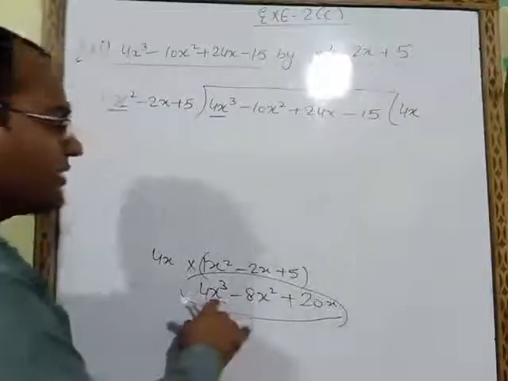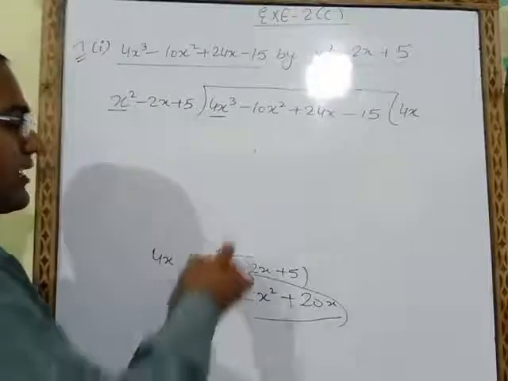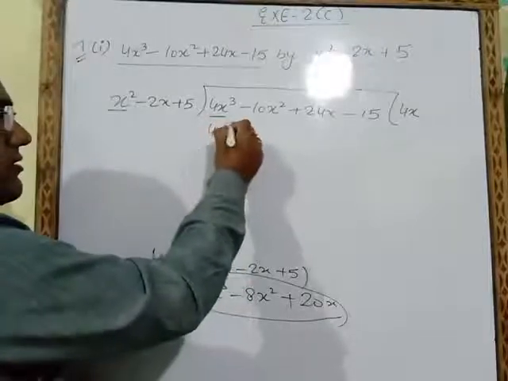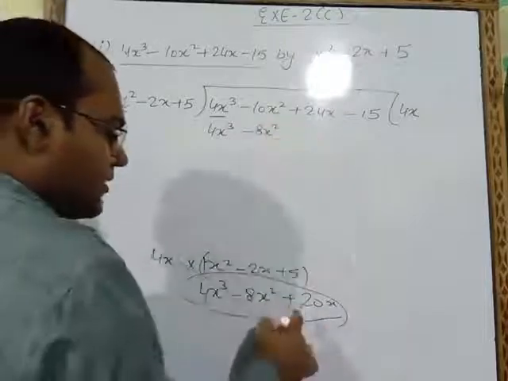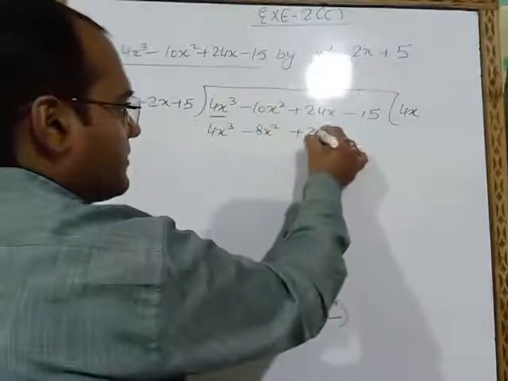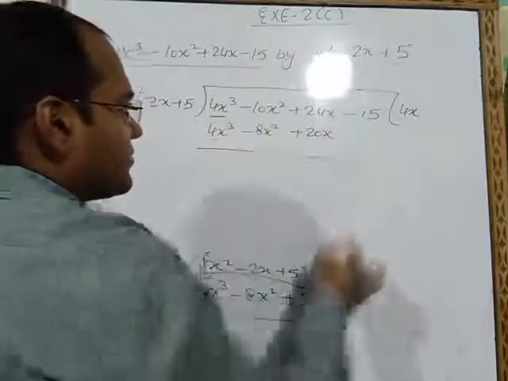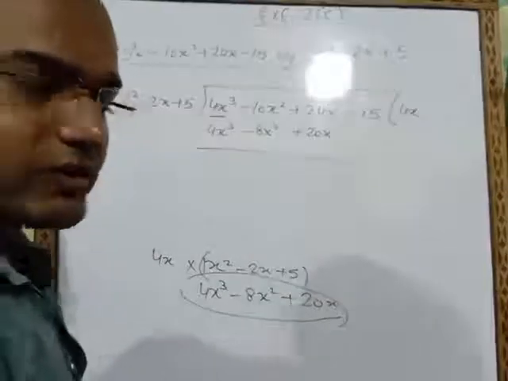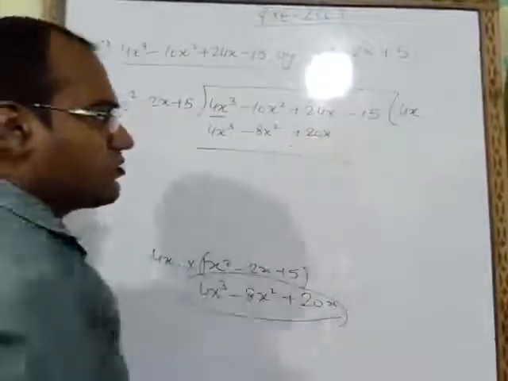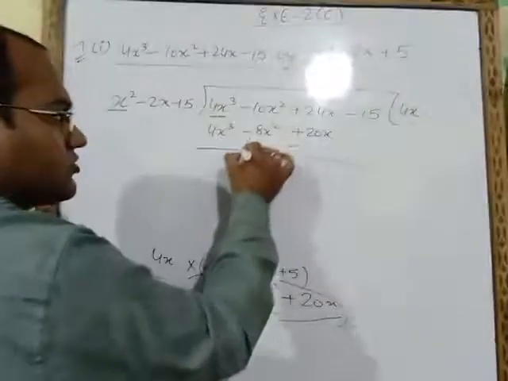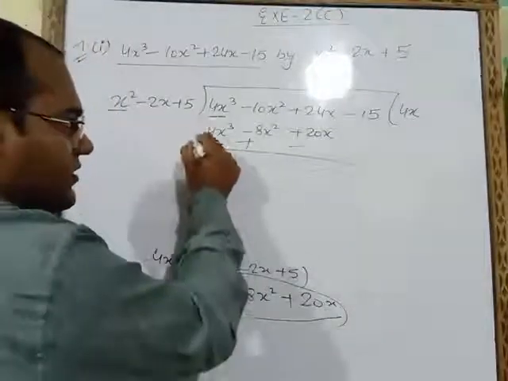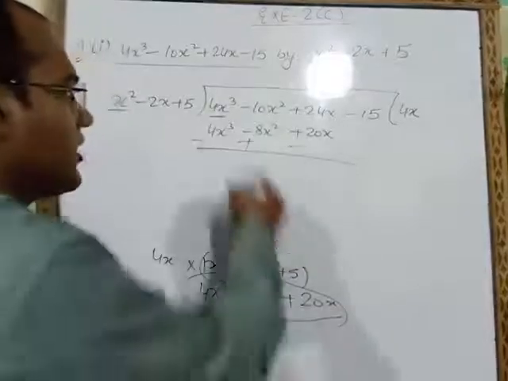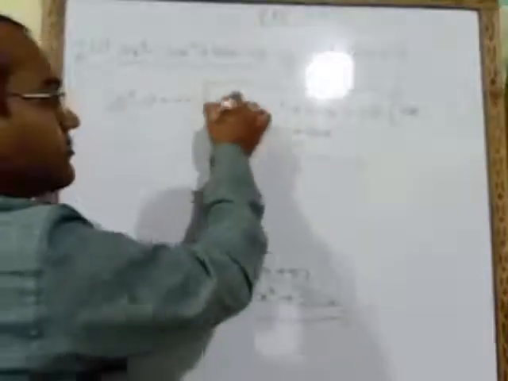So we have to write like terms together. 4x cube here we will write, minus 8x square we will write here, plus 20x we will write here. Now we have to subtract them. We will change the sign. Plus 20 will change to minus 20. Minus will change to plus. This 4x cube is not having any sign, so plus is there. We have to take minus. Now these are same and signs are opposite, so we will cancel them.